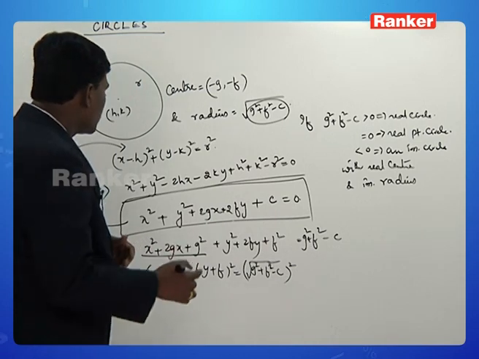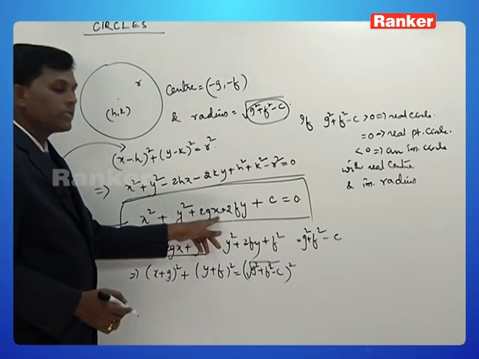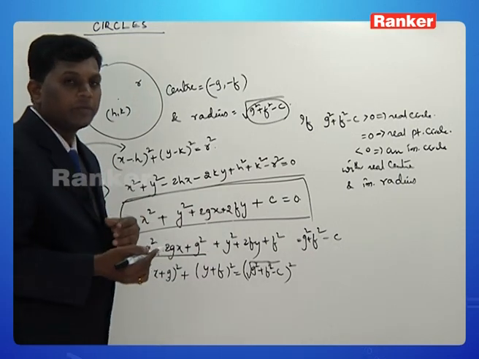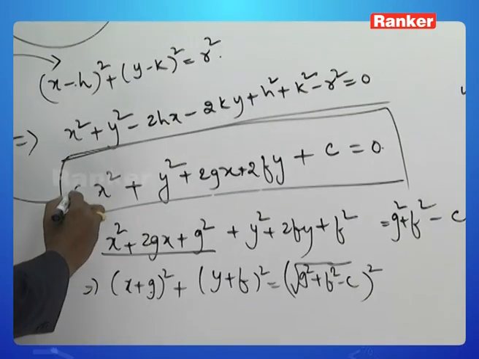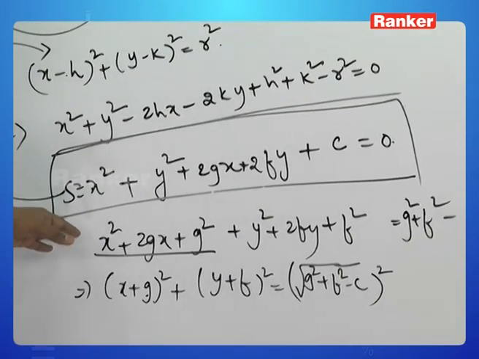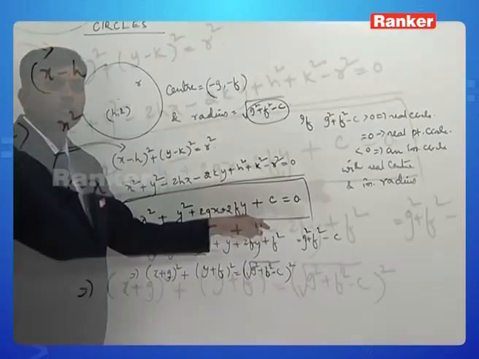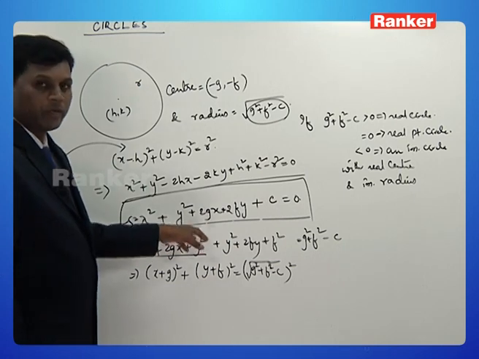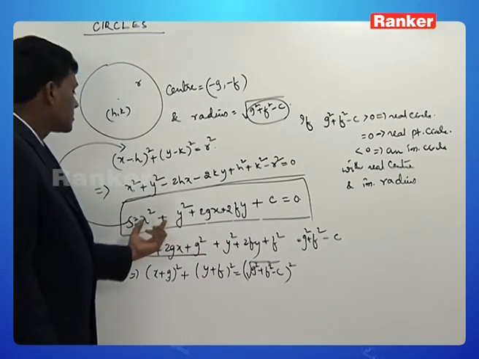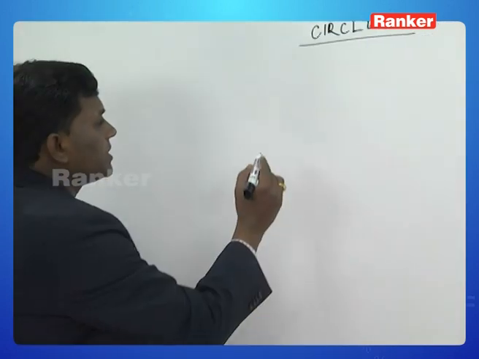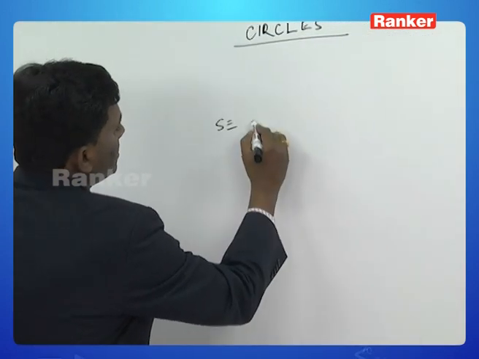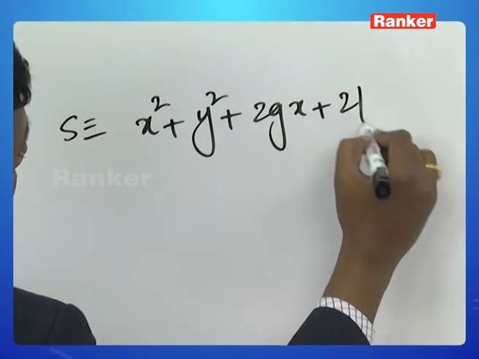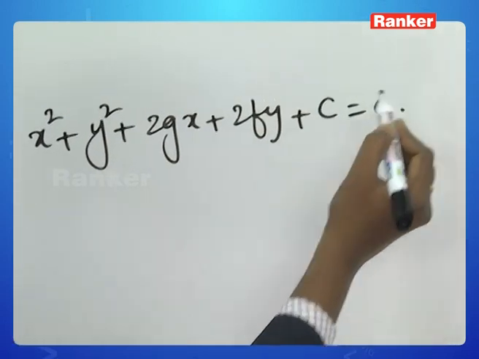So from now onwards we can consider this standard equation, because as I told you already, to avoid lengthy calculations every time, we can cut down the steps by using some shortcut approaches also. Now let us take this standard equation as S equals 0. This S stands for the circle equation. From now onwards we can use it as the standard equation of the circle. So coming to this standard equation of the circle, S identically equals x square plus y square plus 2gx plus 2fy plus c equals 0.